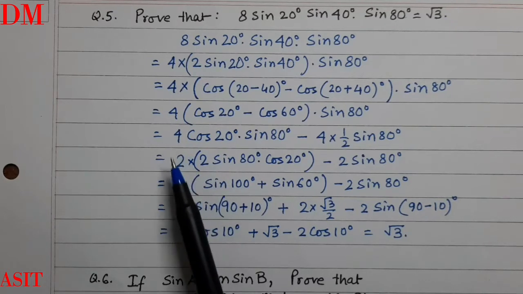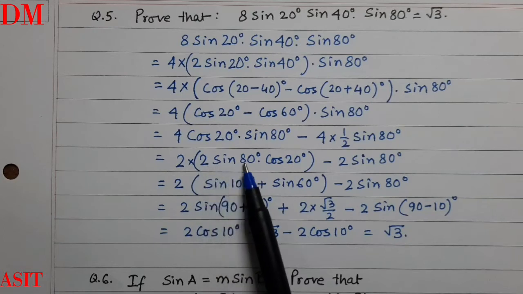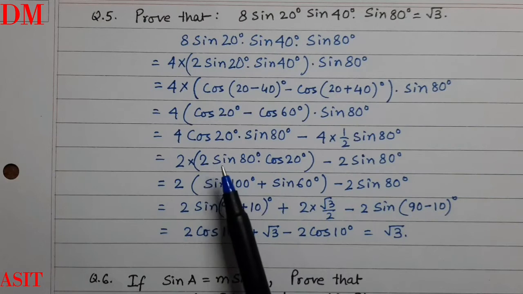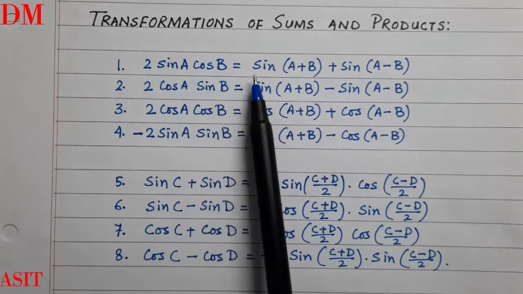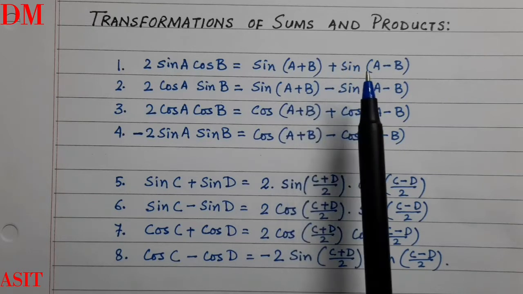Now again we can do the same process. Here 4 can be written as 2 into 2. Now it will become 2 sine 80 cos 20. Now there is a formula of 2 sine A cos B. Let's see the formula. So this is 2 sine A cos B, and the formula is sine of A plus B plus sine A minus B.